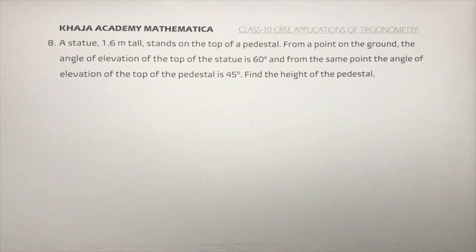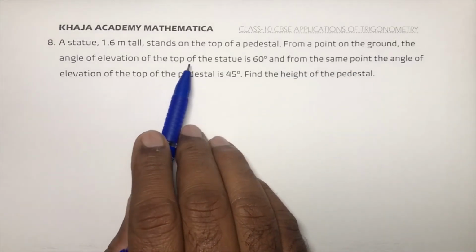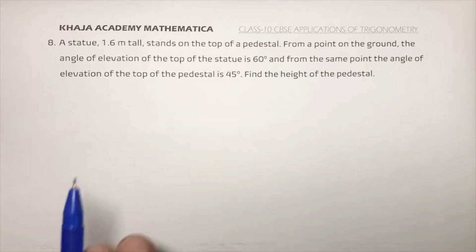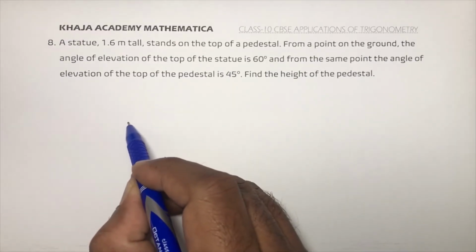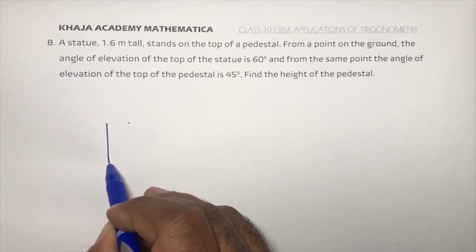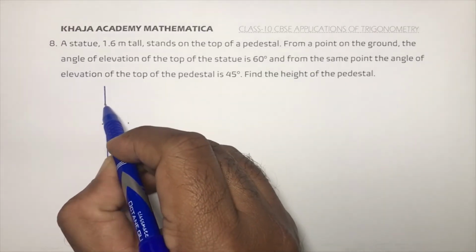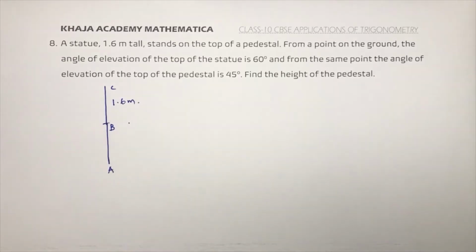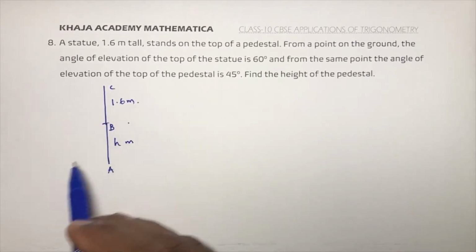A statue 1.6 meters tall stands on the top of a pedestal. From a point on the ground, the angle of elevation of the top of the statue is 60, and from the same point, the angle of elevation of the top of the pedestal is 45. Find the height of the pedestal. Now see here, I'll take this AB as a pedestal, and at the top of the pedestal there is a statue like BC whose height is 1.6 meters, and we need to find the height of the pedestal. I'll consider it as h meters.